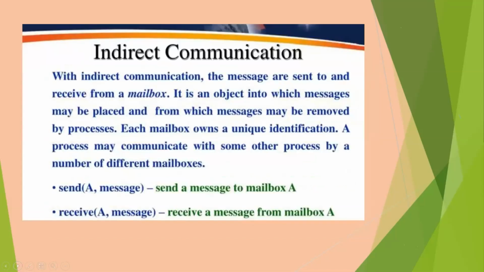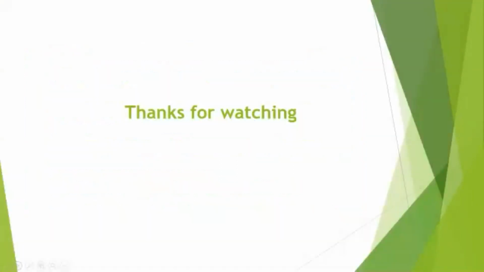This is indirect communication. What is indirect communication? Indirect communication is done when the messages are sent to and received from a mailbox. Then we can say that indirect communication is taking place. A process may communicate with some other process by a number of different mailboxes. Send a message to mailbox A, receive a message from mailbox B. Okay, this is indirect communication.